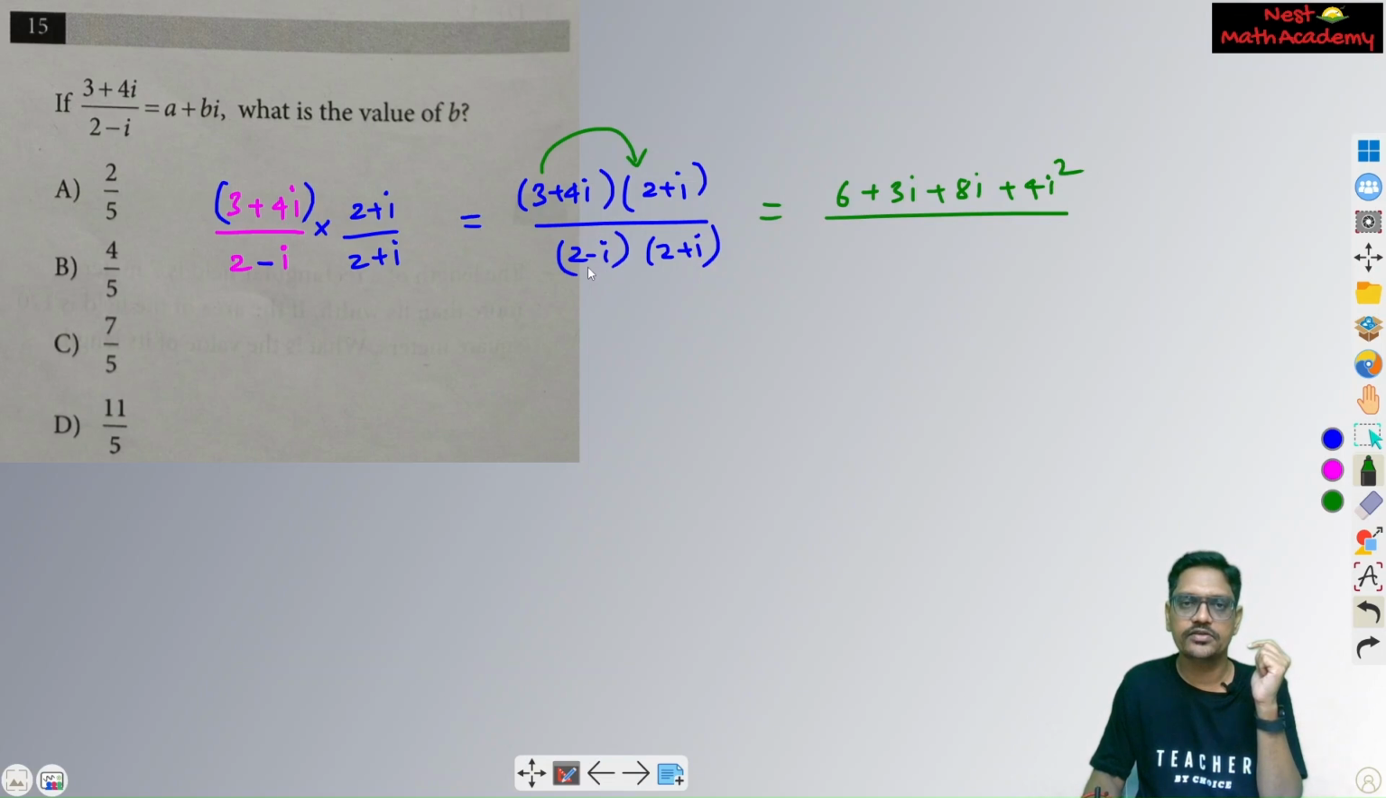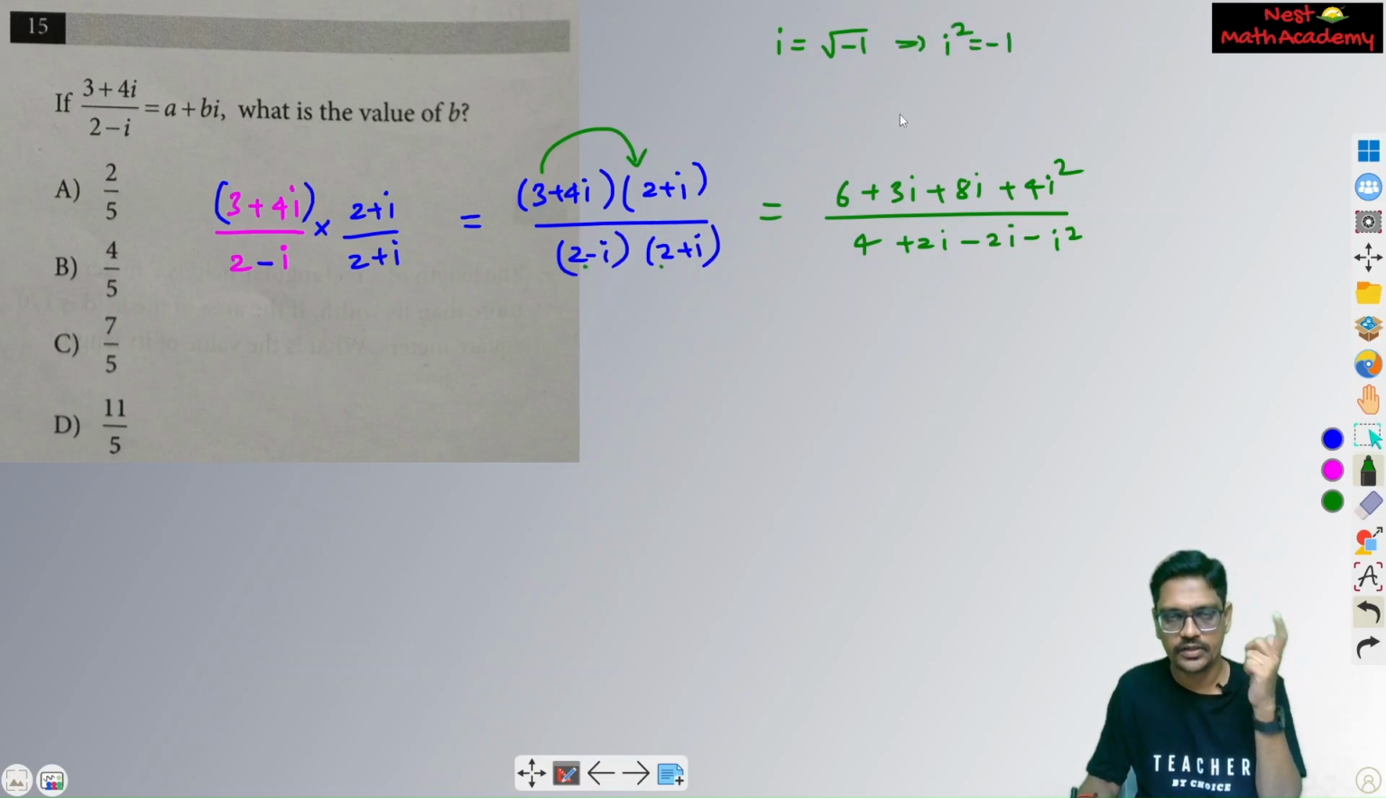Over the denominator, same story. 2 times 2, 4. 2 times i, 2i. 2 times minus i, minus 2i. Minus i times i, minus i squared. But we all know that in complex numbers i is the square root of negative 1. That means i squared is minus 1. That is the basic definition of a complex number, that's how i is defined.